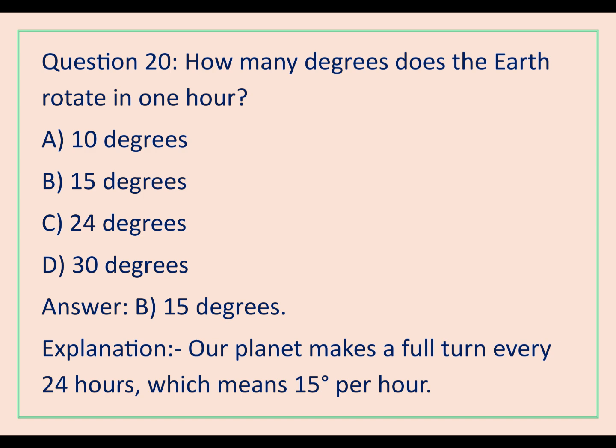Question 20. How many degrees does the Earth rotate in 1 hour? A. 10 degrees. B. 15 degrees. C. 24 degrees. D. 30 degrees. Answer. B. 15 degrees. Explanation. Our planet makes a full turn every 24 hours, which means 15 degrees per hour.